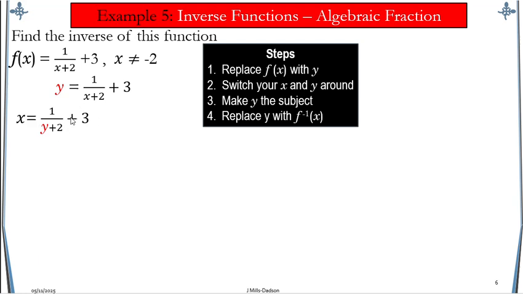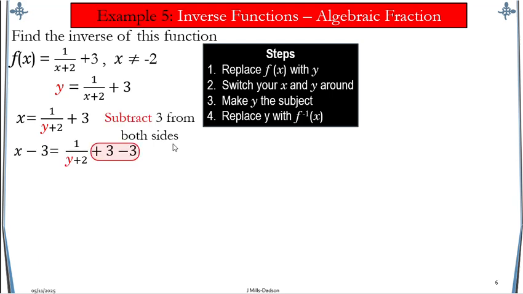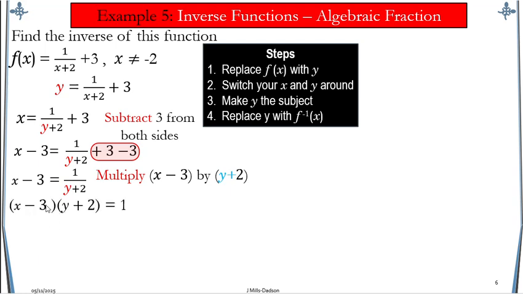To do that, let's first get rid of the positive 3 on the right hand side by taking away 3 from both sides. So we are now going to have x minus 3 equals 1 over y plus 2. Next, we're going to multiply x minus 3 by y plus 2. The reason is that it's dividing, so to get rid of that, you do the inverse of dividing, which is to multiply both sides by y plus 2. But note, when you are multiplying expressions, multiplication now becomes a bracket. That's why we write it as x minus 3 times y plus 2. This is how we write it.